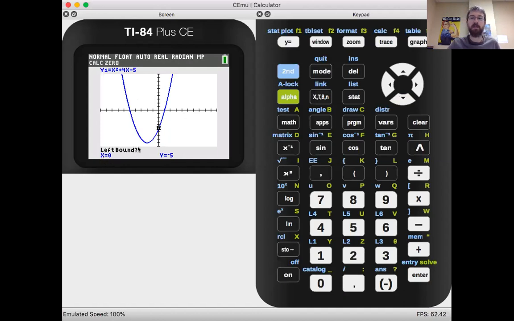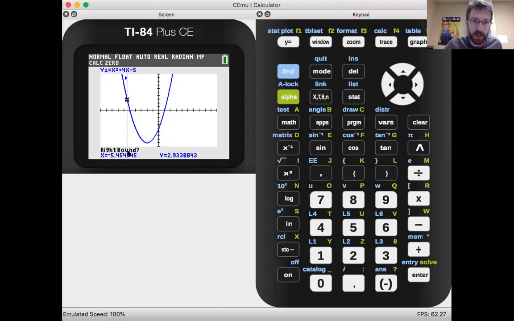What I need to do is set a left bound by the 0 that I want to find. So I'm going to start with this 0 right here. So I'm going to move the cursor over close to it. And now I want to set a left bound. So I'm going to move a few clicks to the left of where the 0 is. Just get a few clicks, make sure that it's to the left, hit enter.